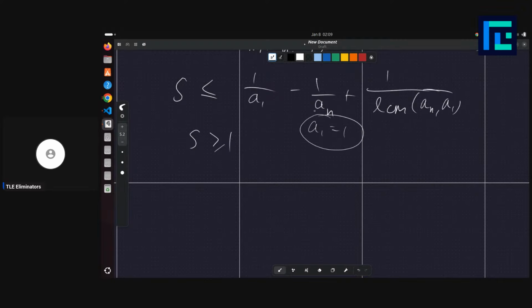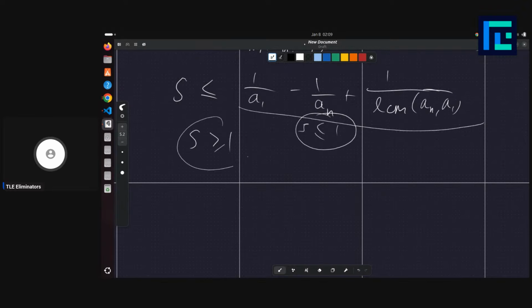So I'll have to put a1 as 1. Now let's say we have a1 equal to 1, then this value would become 1, right? So we saw that s is less than equal to 1 from this inequality. But in the problem, we want s to be greater than equal to 1. So therefore, the only possible value is that s is equal to 1.